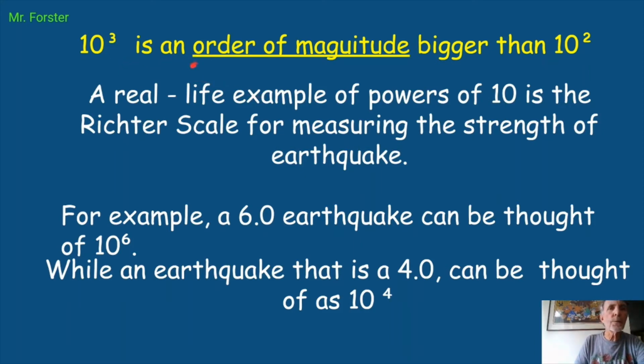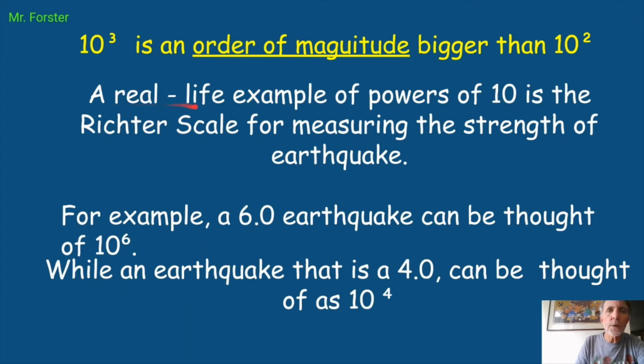10 to the third, and we talk about order of magnitude. So 10 to the third is an order of magnitude bigger than 10 squared. So we use this vocabulary, order of magnitude. Well, 10 to the third is 1,000, and 10 to the second is 100. So 1 order of magnitude is times 10. So if you're off by an order of magnitude, you're off by times 10, which is a problem if you're doing math. So an order of magnitude can be a big difference.